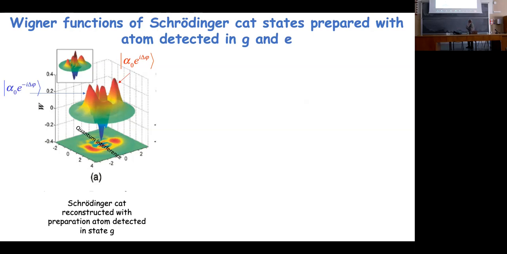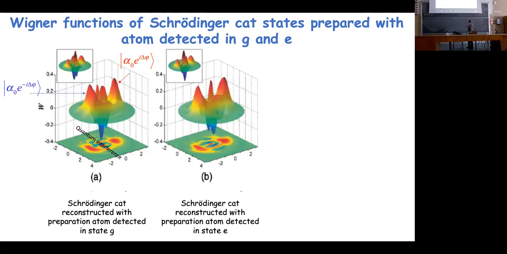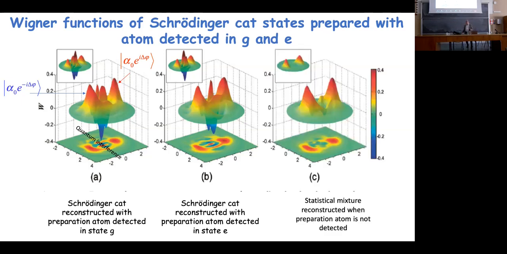This is a Schrödinger cat reconstructed when you detect the atom in state G. And this is what you get if you detect the atom in state E. So you have to be careful. In fact, in this experiment, you have to separate the data corresponding to the atom detected in one state or in the other. If you don't separate the data, you get a statistical mixture of the two results, which we can get from our experiment. And then you get just the two Gaussian peaks, and you have erased the fringes, which have opposite signs here and here. So this gives you all the information you want.